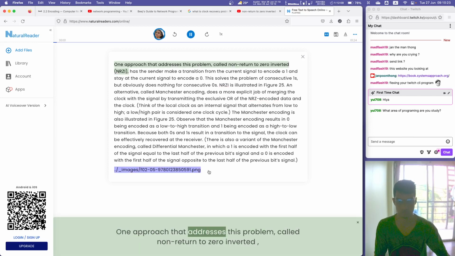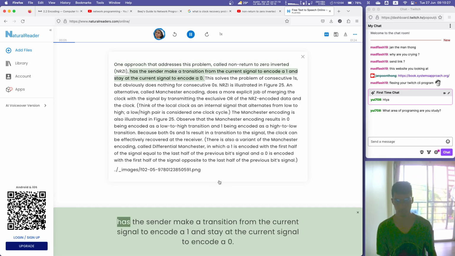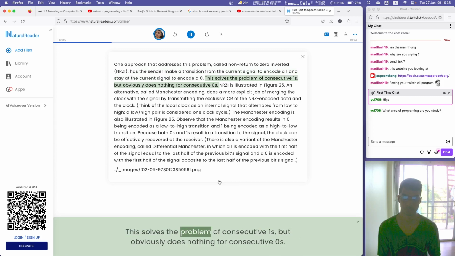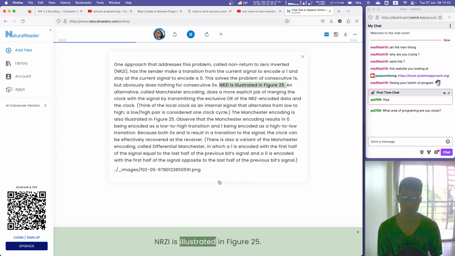One approach that addresses this problem, called non-return to zero inverted, has the sender make a transition from the current signal to encode a 1 and stay at the current signal to encode a 0. This solves the problem of consecutive ones, but obviously does nothing for consecutive zeros. NRZI is illustrated in figure 25.